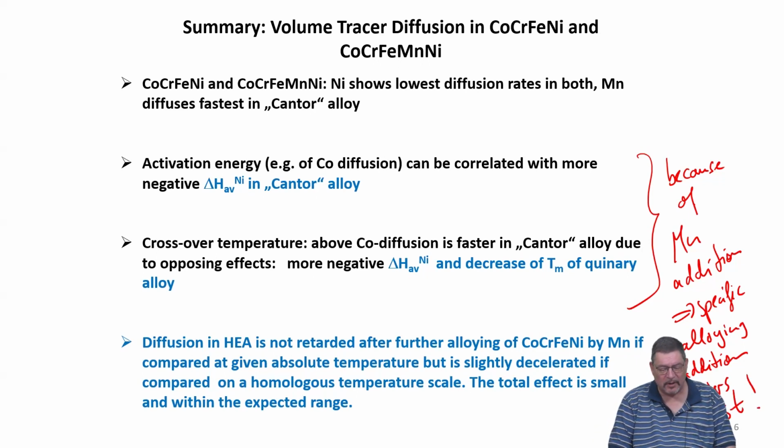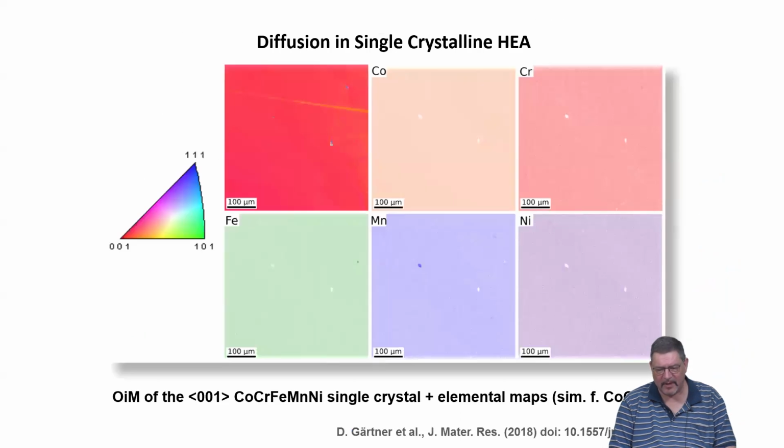And as a general outcome of this, we can say diffusion in high entropy systems is not per se sluggish. You have to watch how you do the comparison between different alloys. In the literature, it has been done mostly on the absolute temperature scale. The homologous temperature scale is the right one. In any case, however you compare them, the differences are small and are within the expected range if you go from one alloy to another one.